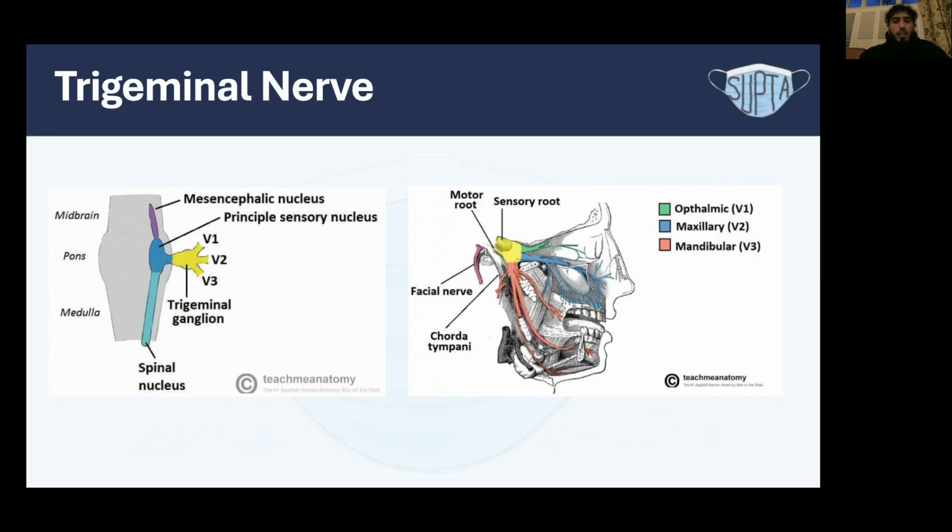And then the trigeminal ganglion is located in what we call the cavernous sinus, which is a depression in the temporal bone. We call this depression, specifically for this ganglion, the trigeminal cave. Then it gives rise to its three divisions. So we have ophthalmic, maxillary, and mandibular. We'll just refer to these as V1, V2, and V3.